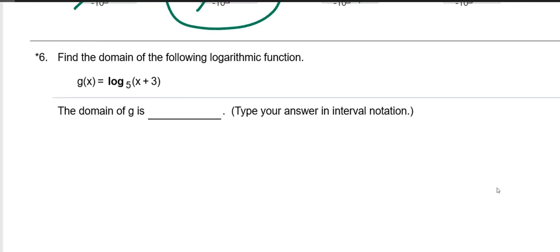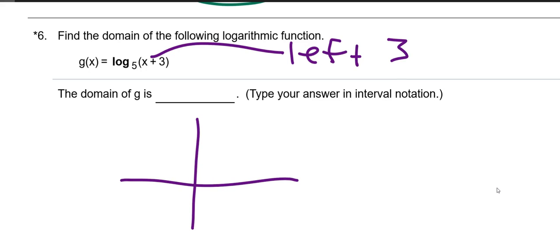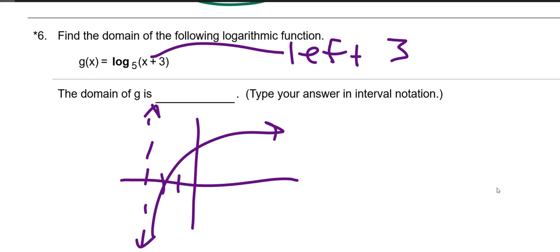All right, which way has this one been shifted? Left, right, up, or down? Left 3. That is left 3. Now, in your notes, draw a quick basic sketch of a log function that's been moved to the left 3 units. So we've got the asymptote going over here, and we got something like this.